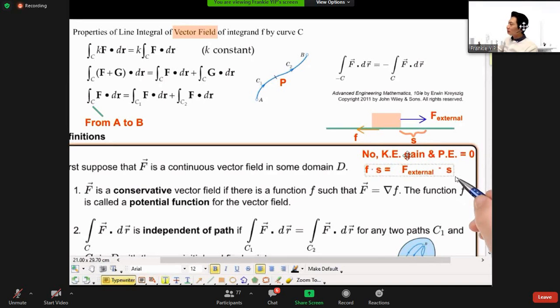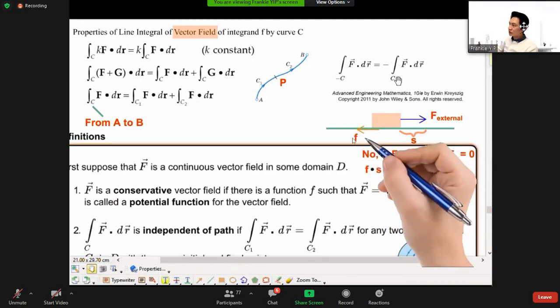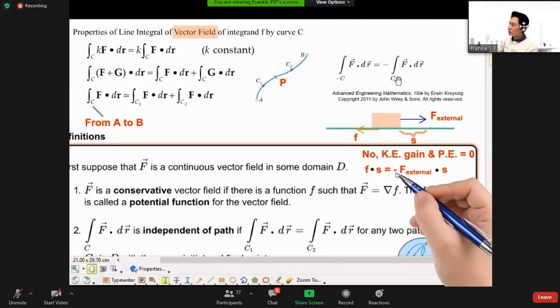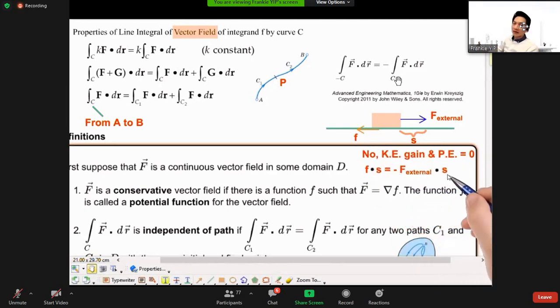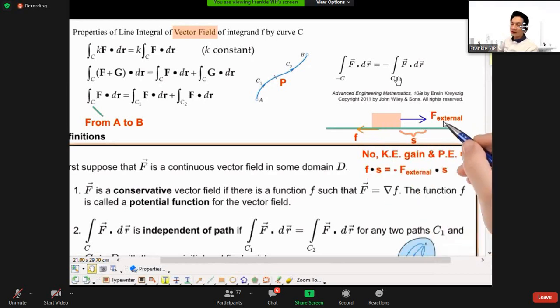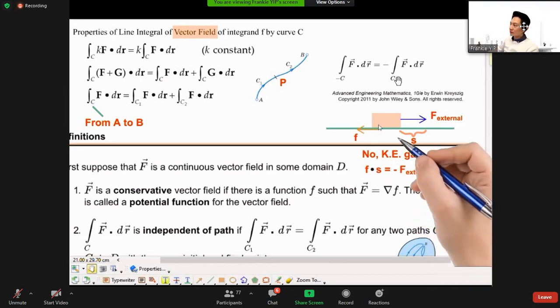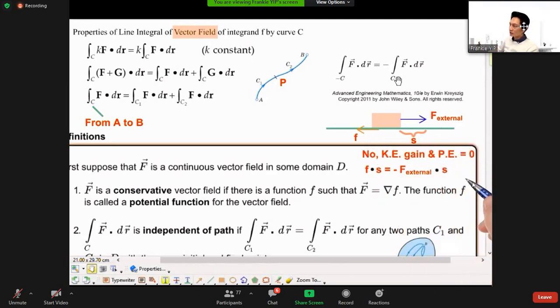I can think about it like this. F dot S is in the reverse direction, so it should equal negative F external times S. Got it? This is when the block is moving at constant velocity. If the force is different, we add the negative sign, which reverses it. Got it? This is a simple example.